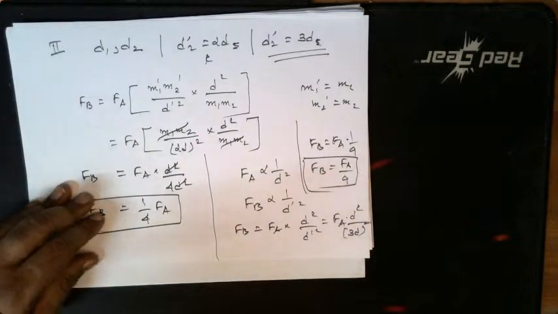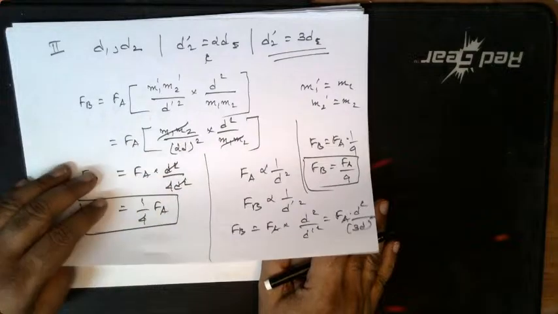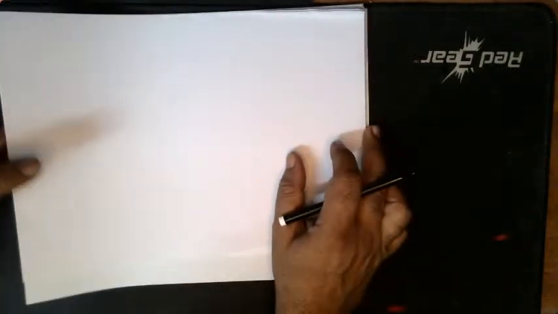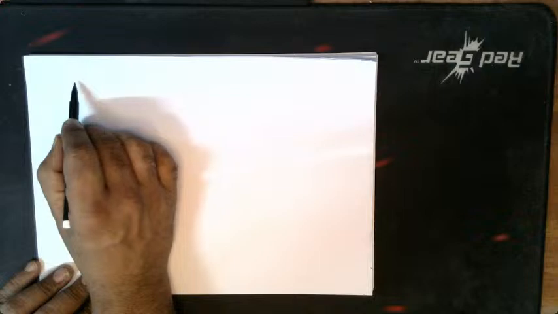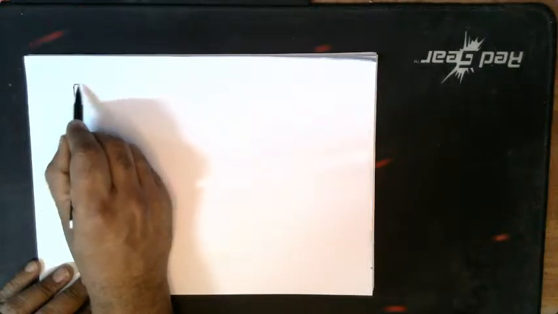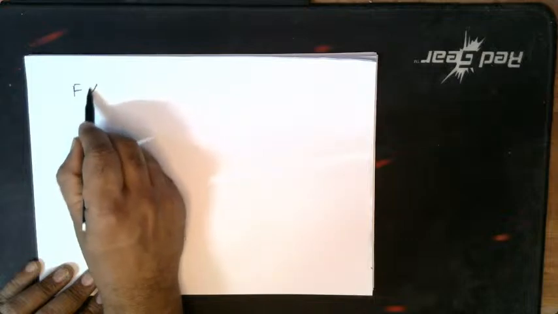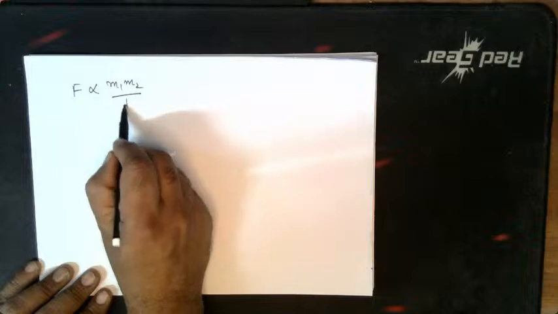Okay. Now I want to clarify further. Whenever such type of problems are asked, you just check whether distance or the mass are varied. So you can consider that alone. In that case, how can you write down the universal gravitation law? Write down F is proportional to M1 M2 divided by D squared.